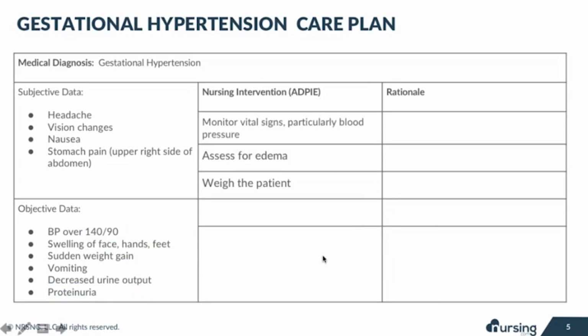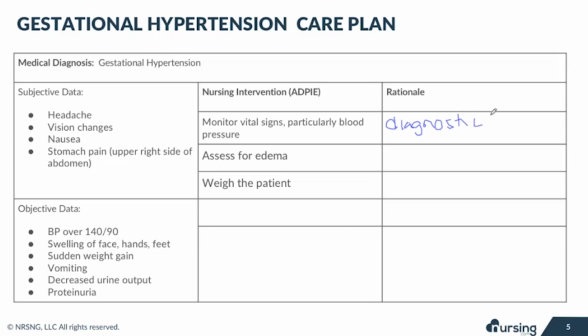All right, so these are our first three interventions I want to look at for our subjective data. We're going to monitor the patient's vital signs, particularly blood pressure, assess for edema, and then weigh the patient or have her weigh herself if she's at home. So why are we doing this? Let's look at our rationale. We're monitoring the vital signs, particularly the blood pressure, because remember, this is our big diagnosis of this, right? Is the 140/90 or more.